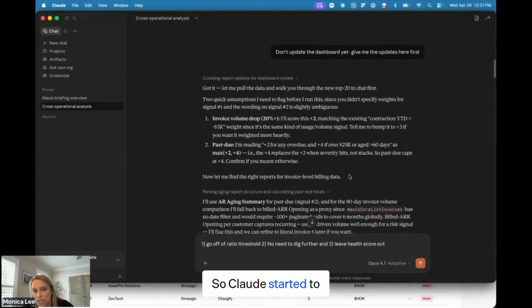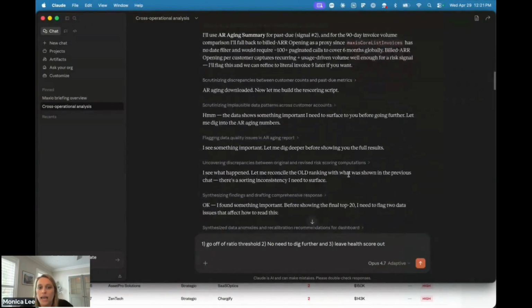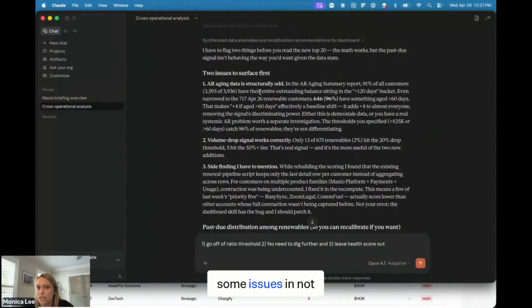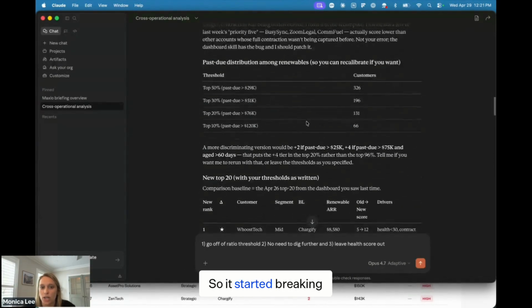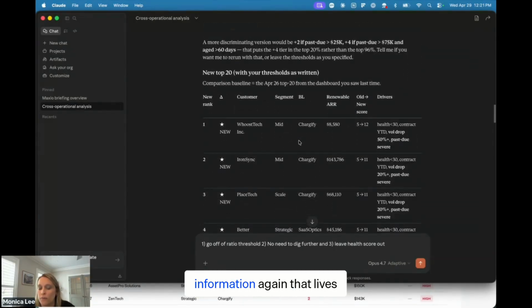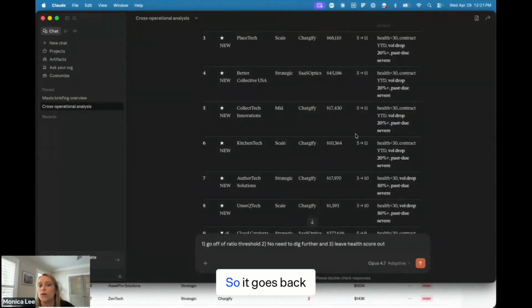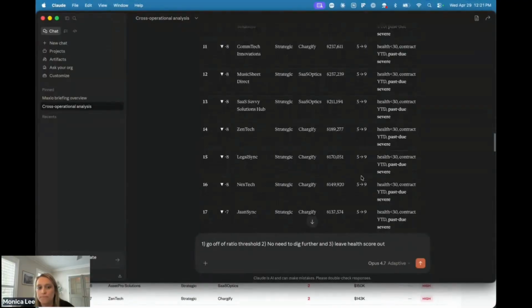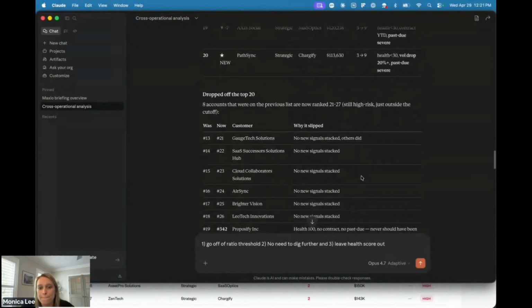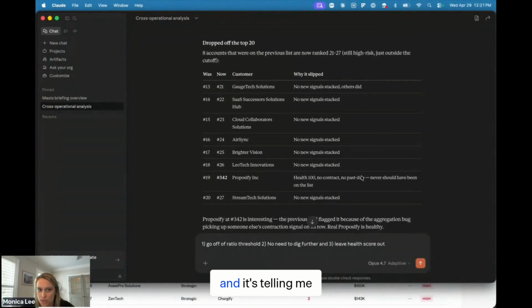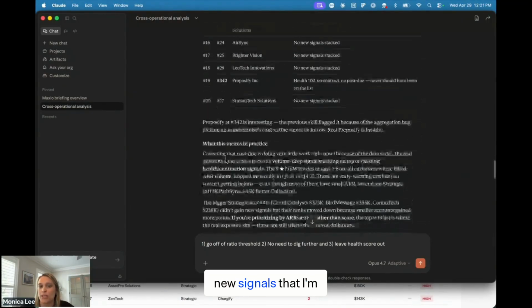So Claude started to run through that information and it started to kick out some issues, not in the data, but rather how do I further want to think about this information based on what it's finding about my customers. So it started breaking it down into past due. And this is all information, again, that lives inside of Maxio. So it goes back to this scoring model. It's ranking the top customers and it's telling me what they were ranked and now what they're ranked based on the new signals that I'm looking at.